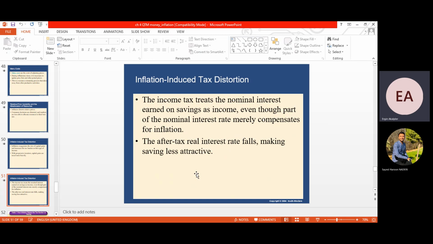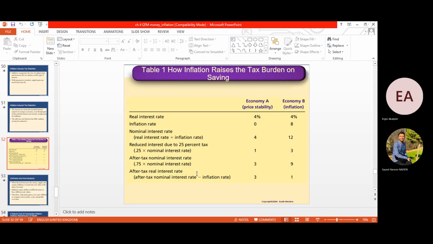And inflation-induced tax distortion, as I mentioned to you: income tax treats the nominal interest earned on savings as income, even though part of the nominal interest rate merely compensates for inflation. The after-tax real interest rate falls, making saving less attractive. Because if you are taxing the interest, this costs too much and reduces the amount of saving, which is very important capital in the economy, loanable resources for transfer to investment. Here, inflation raises the tax burden on savings.